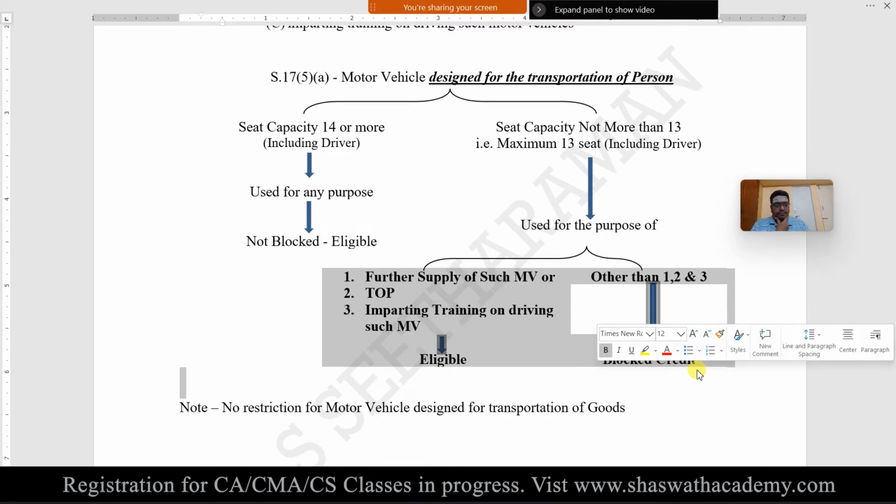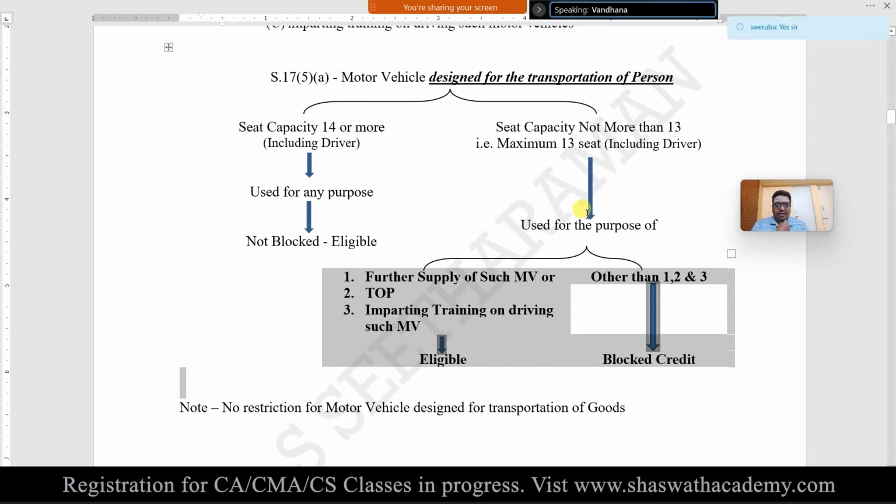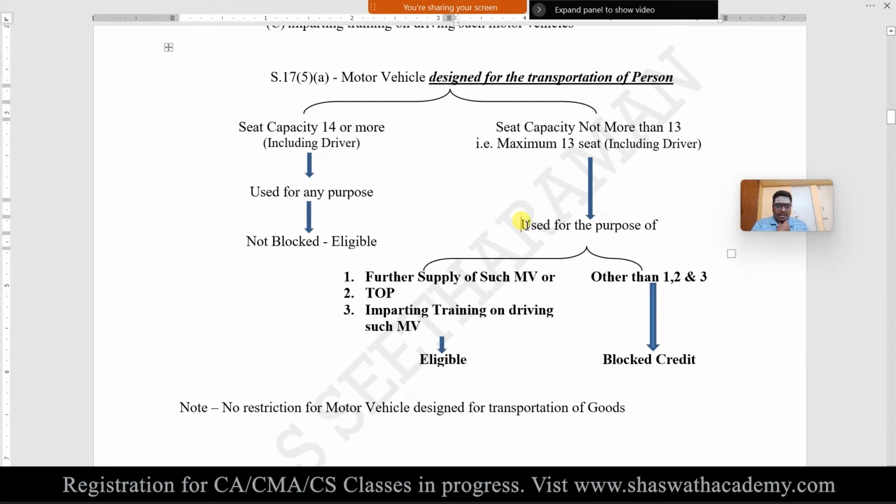Hello, my dear. Everybody. Yes, sir. Answer my question in a very quick fashion. Sir, a company is buying a two-wheeler Splendor Plus for its marketing person to go and solicit the clients and to go and meet the prospective consumers. Eligible or ineligible?